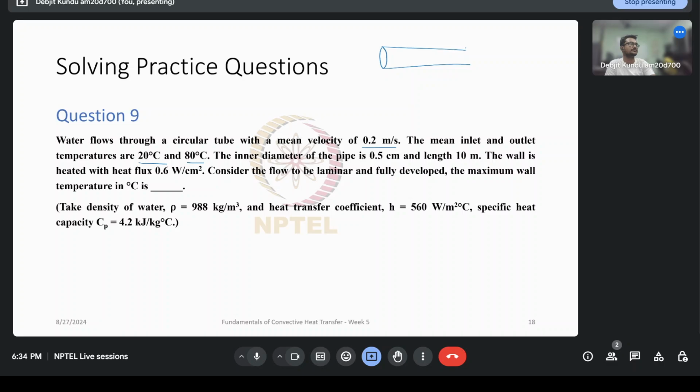So I have a circular tube like this, right? It has a mean velocity of 0.2 meters per second. The inlet temperature is 20 degrees Celsius. The outlet is 80 degrees Celsius. The inner diameter is 0.5 centimeters. So there's an inner and outer diameter. I'll draw that.